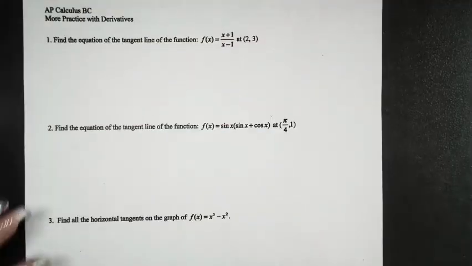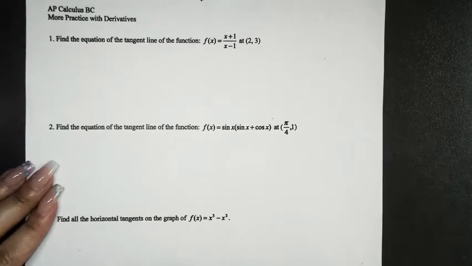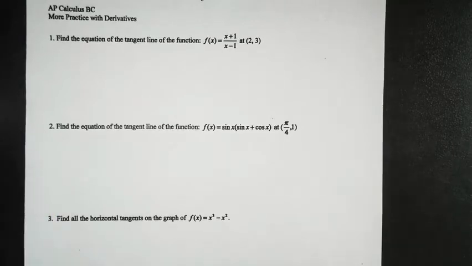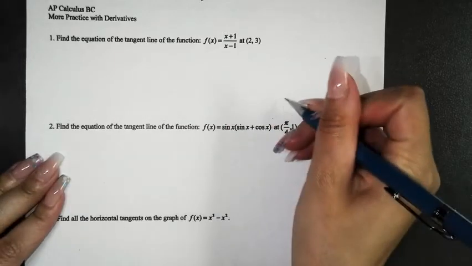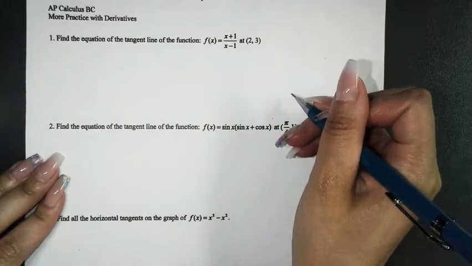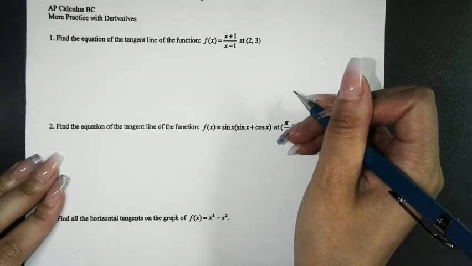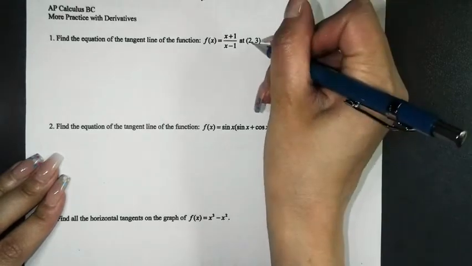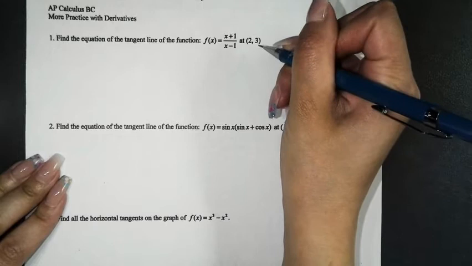So today we're going to learn more about the quotient and the product rule. Okay, so let's read this problem. Find the equation of the tangent line of the function f of x is equal to (x plus 1) divided by (x minus 1) at the point (2, 3). What are you going to do?